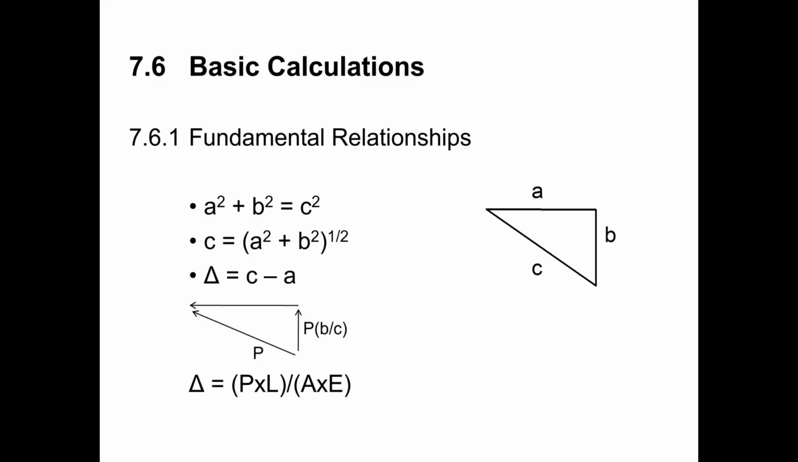The key thing that we have to be able to do in Chapter 7 in order to properly execute the calculations is we need to be able to calculate the diagonal length of a triangle. So thinking back to high school math and the Pythagorean theorem, we know that the diagonal length of a triangle, C, is equal to the square root of a squared plus b squared. So the C length is equal to the square root of a squared plus b squared.